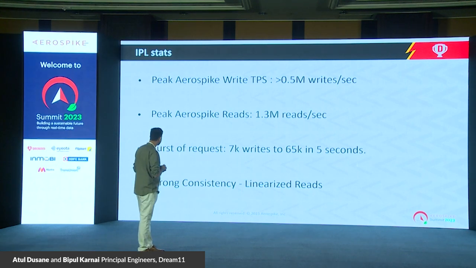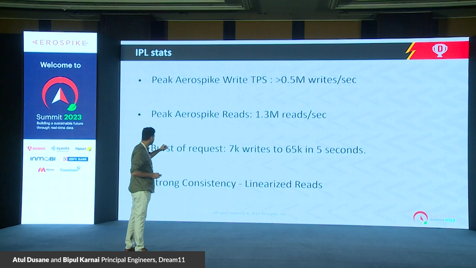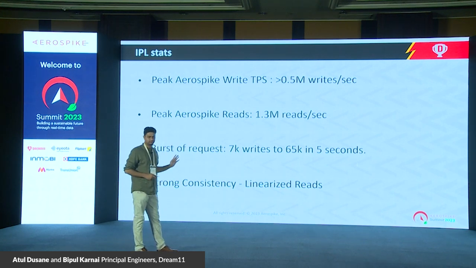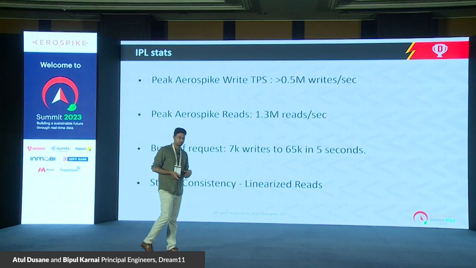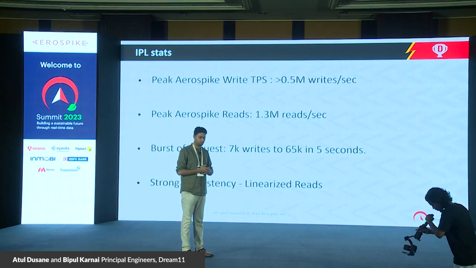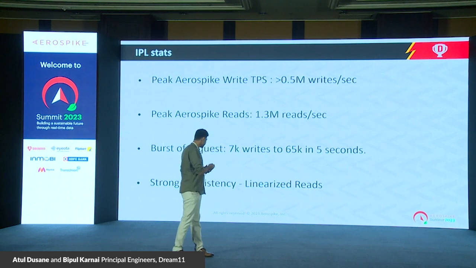robust. So these are some stats about team service: 0.5 million writes per second, 1.3 million reads per second, and a burst from 7k to 65k in 5 seconds. This is the scale we have. And also this is in a strongly consistent mode, where all the reads are linearized reads. So basically a linearized read is, you get the data from the master, and you also consult the replicas for the regime.